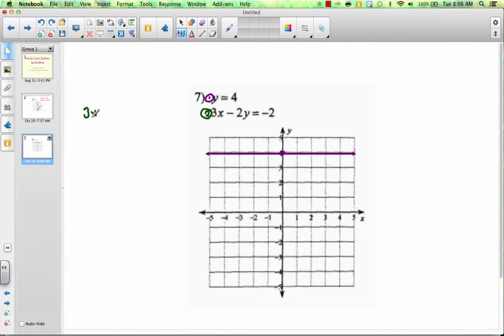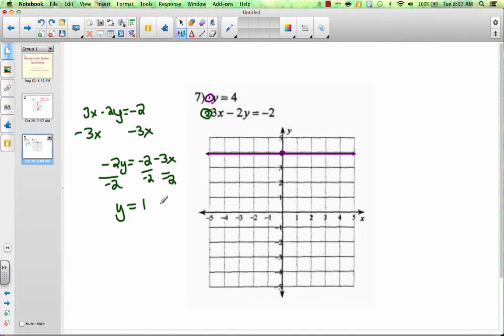So we have 3x minus 2y equals negative 2. And I need to solve for y. So the first thing I'm going to do is subtract 3x from both sides. I get negative 2y equals negative 2 minus 3x. And then I have to divide by negative 2 on all sides. So I have y equals negative 2 over negative 2 is a positive 1. Negative 3 over negative 2 is a positive 3 over 2 x.